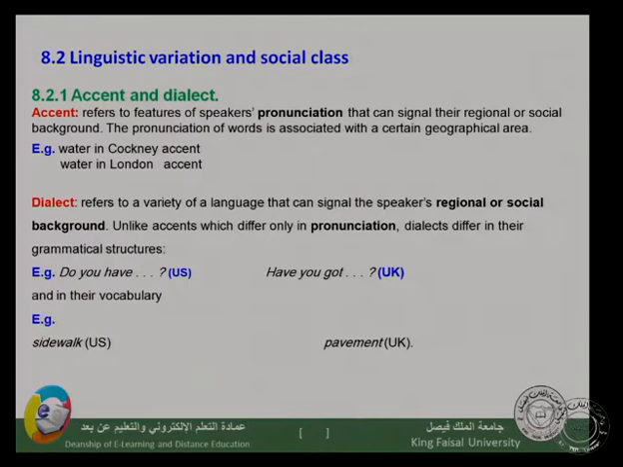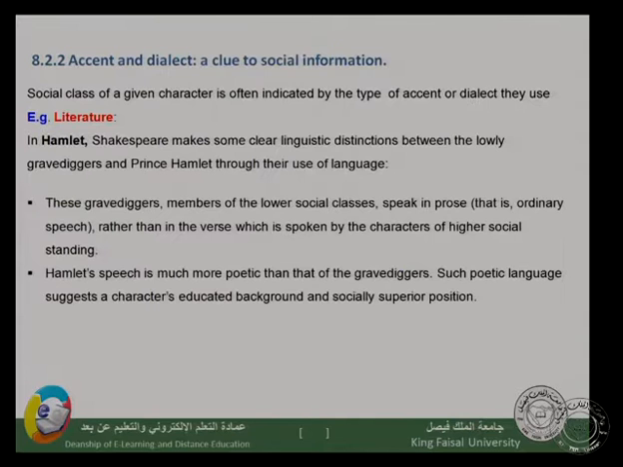So dialect has to do with the grammatical structure and the vocabulary, but accent has to do with the way we pronounce the word. And we remember the example of water. People in London, for example, say water, but in Cockney they say wa'a. Accent and dialect, a clue to social information. As we said, we can know the social class of some people depending on the accent or dialect they use.